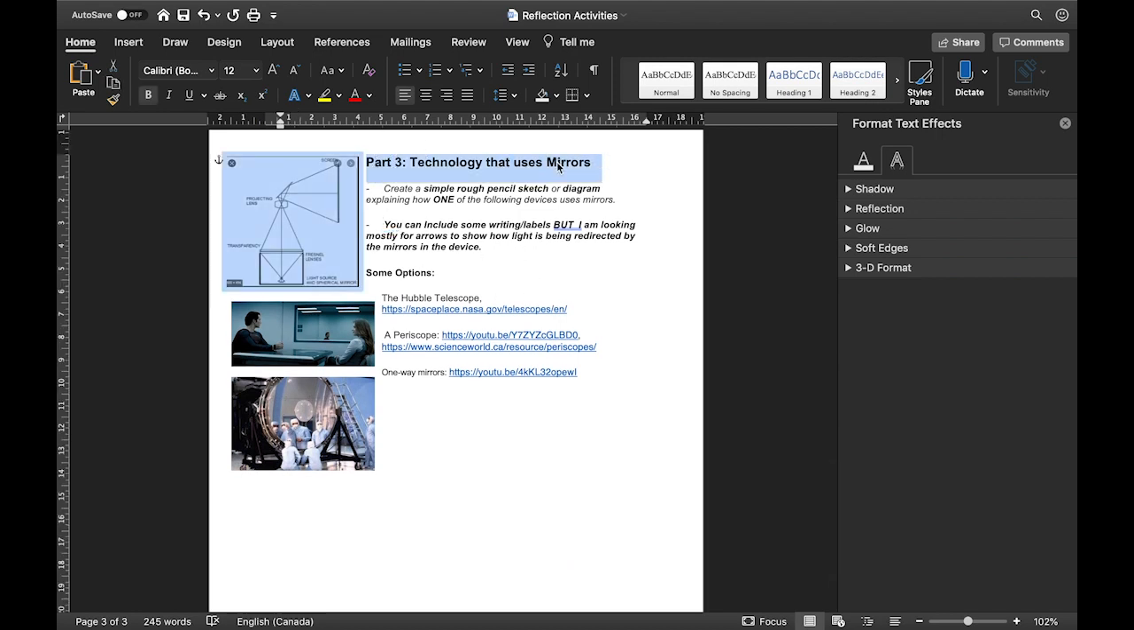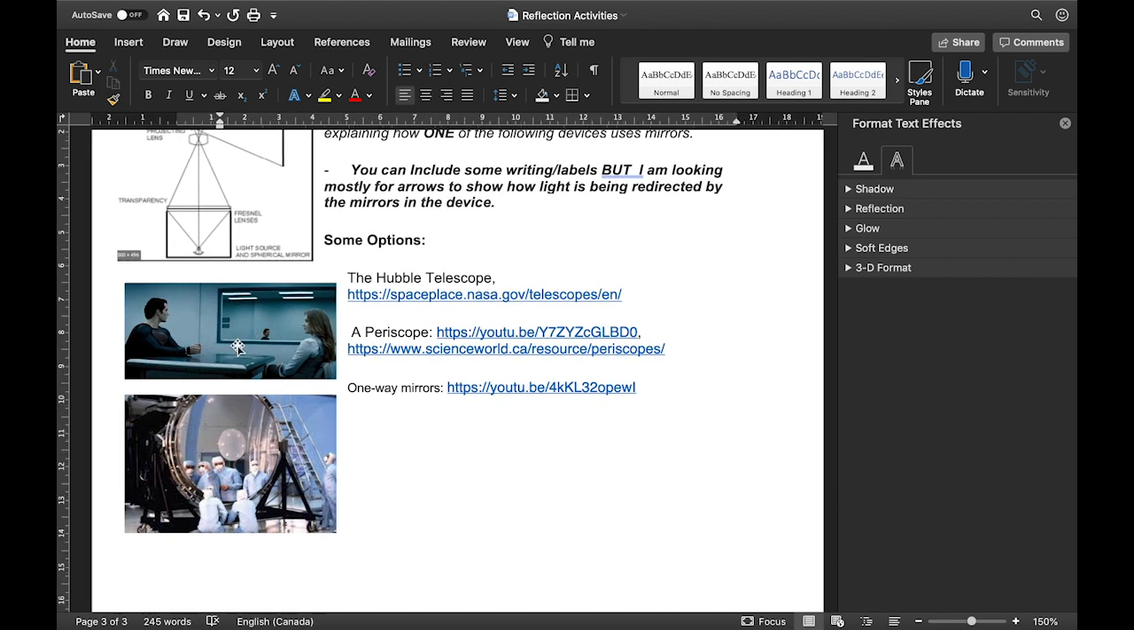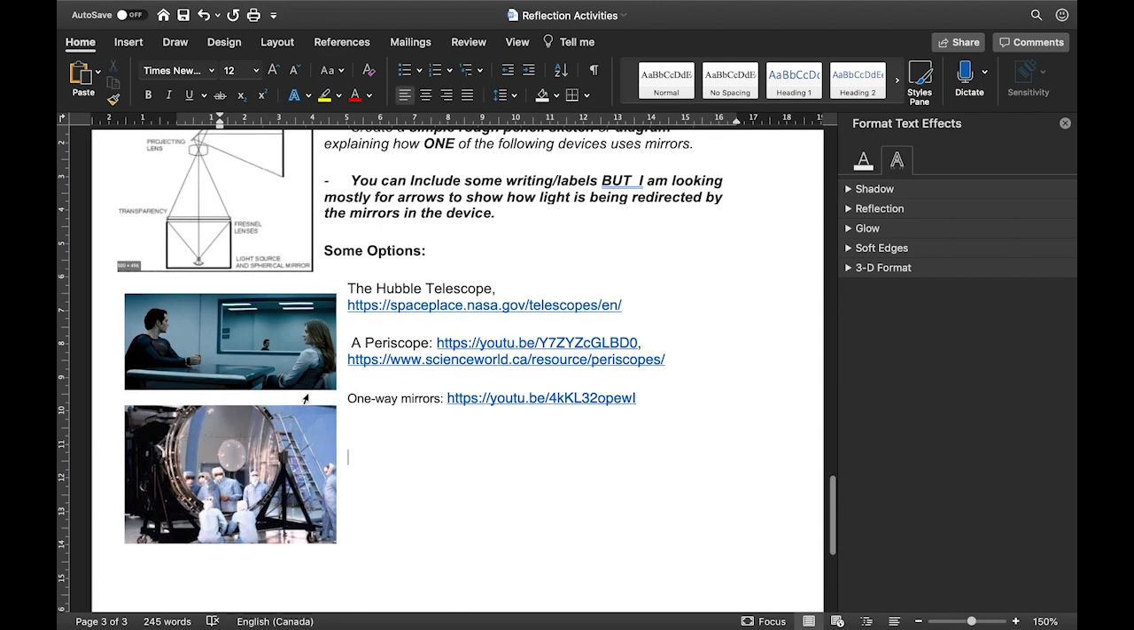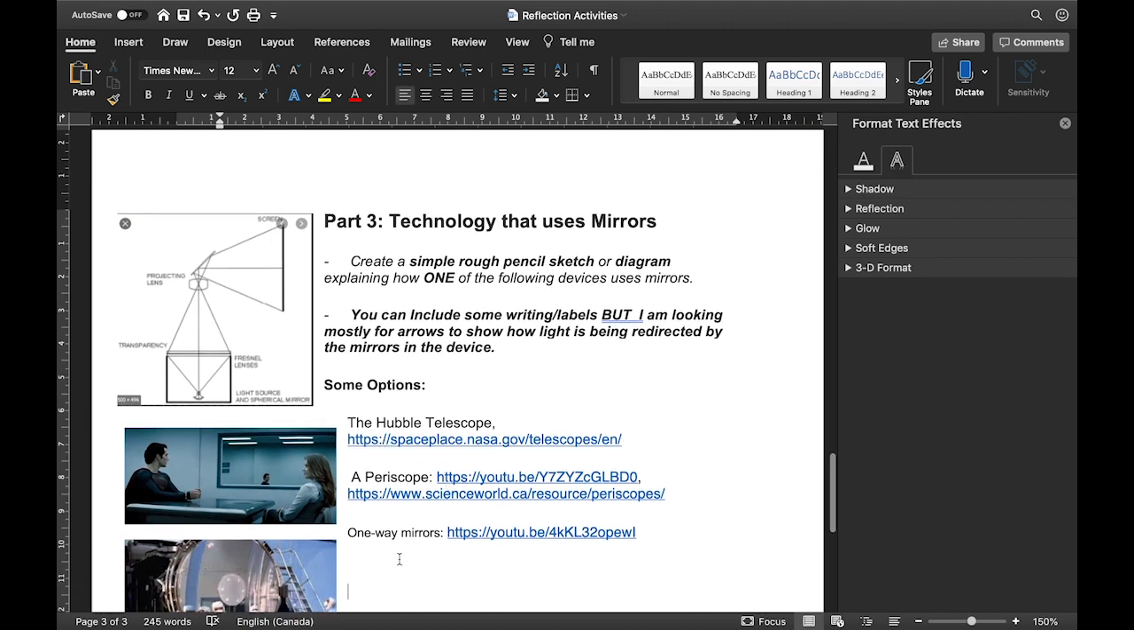And then the last part I thought would be kind of fun. It's technology that uses mirrors. We didn't talk about tons of things in terms of that, but there are a couple of really interesting things that I think you would like to learn about in terms of one-way mirrors. So when someone's doing an interrogation and there's a mirror in a police headquarters, how do one-way mirrors work in terms of how light's being reflected. The Hubble telescope uses mirrors to see all the way out into outer space. Periscopes, those things you find in submarines.